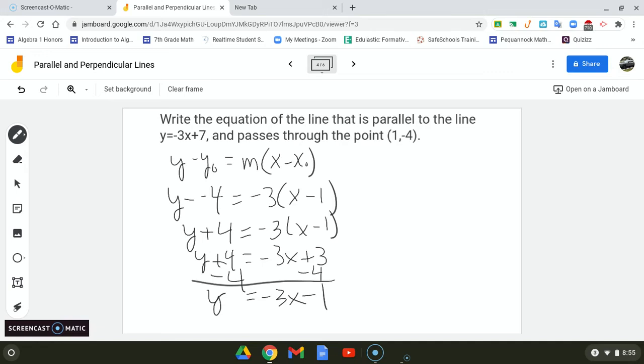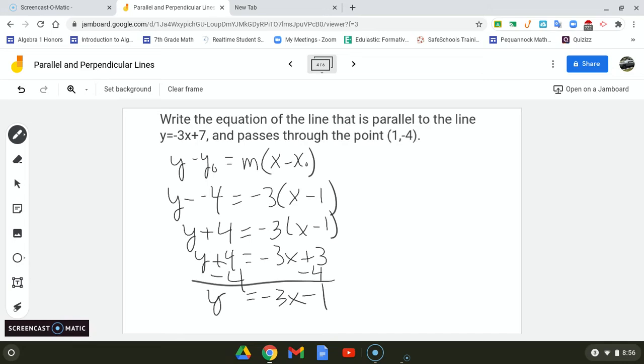So that's going to be the equation of the line that's parallel to y equals -3x plus 7 and passes through the point 1, -4. And that's how you do parallel line problems. All right, stay tuned. We're going to do some perpendicular line problems.